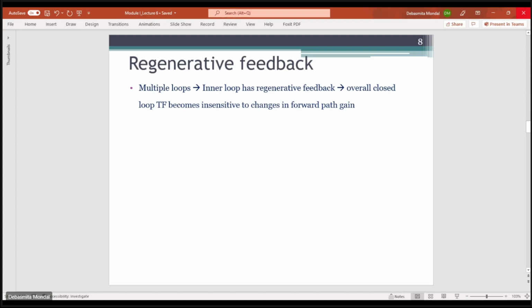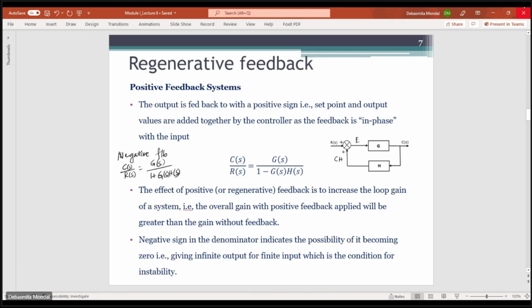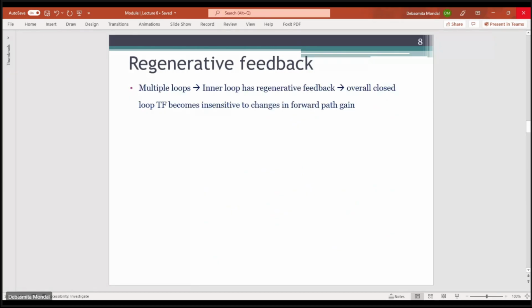As of now, in this figure there is only one loop. There is only one feedback sensor and a single loop present in this control system. But let us say you have a system with multiple loops. If the inner loop of the system has a positive feedback, then the overall closed loop transfer function becomes insensitive to the changes in the forward path gain. So let us take an example.